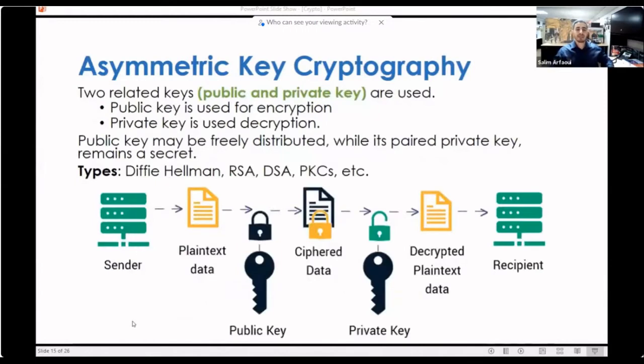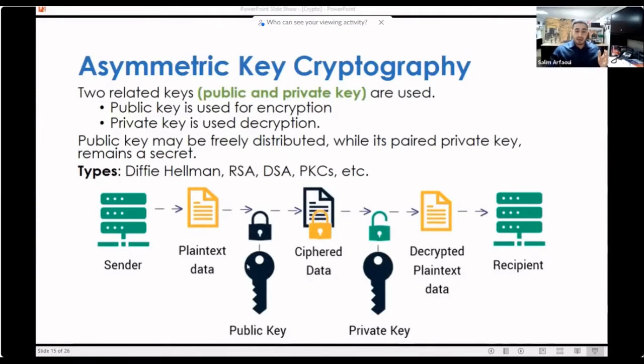And the next type of cryptography or technique is called asymmetric key cryptography. The main difference between symmetric key cryptography and asymmetric key cryptography is the number of keys. In asymmetric key cryptography, we have a pair of keys, two keys. One key that is called the public key will be used for encryption, and one key that is called the private key is going to be used for the decryption.